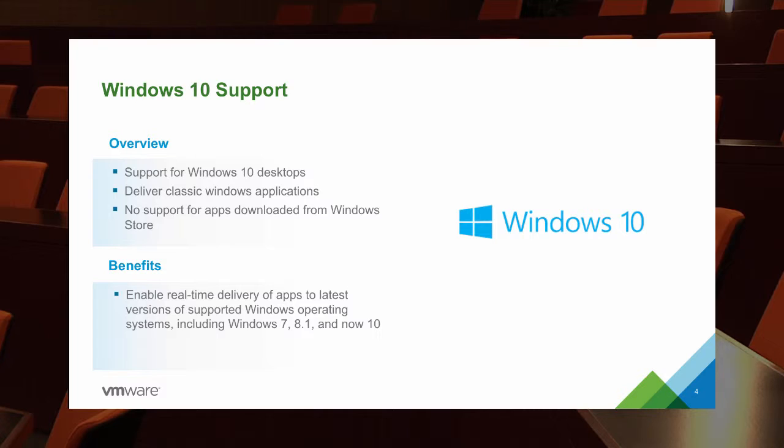So Windows 10 desktops with unification for the desktop security administration itself, and then also support for the application delivery through AppVolumes. We can also deliver classic Windows applications, and we addressed support for apps downloaded from the Windows Store. The benefits mean that we'll be able to enable real-time delivery of apps to the latest versions of supported Windows operating systems, now including 7, 8.1, and 10.